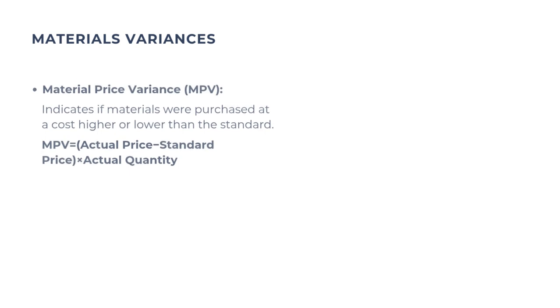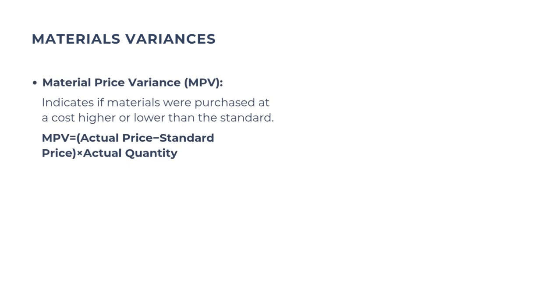Material variances help us evaluate how well a company manages the cost and usage of its raw materials. These variances are split into two key components: material price variance and material quantity variance. Let's start with the material price variance, or MPV. This measures whether materials were purchased at a cost higher or lower than the standard. The formula is MPV equals actual price minus standard price times actual quantity. If the actual price is higher than expected, it's an unfavorable variance. If it's lower, it's favorable.